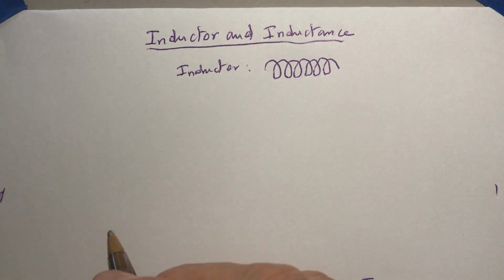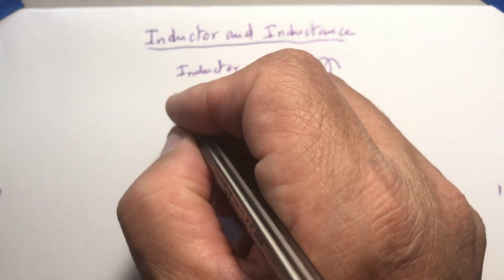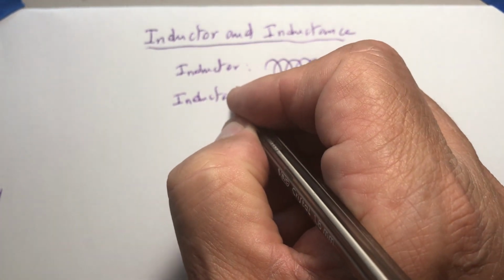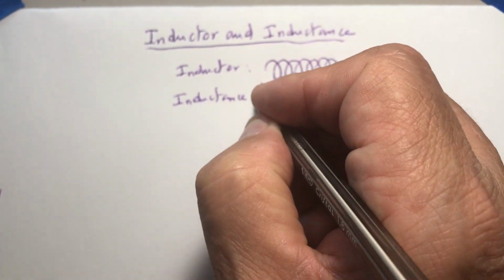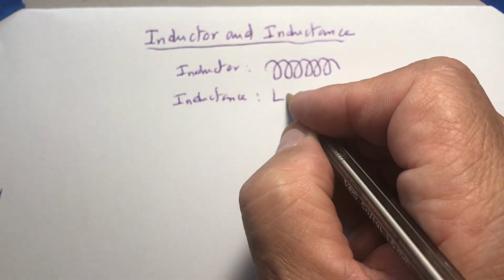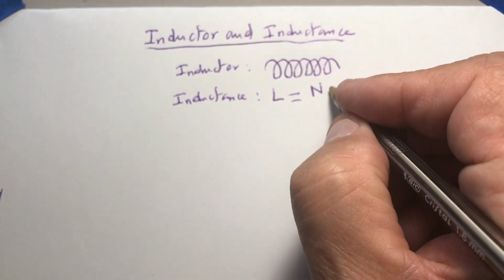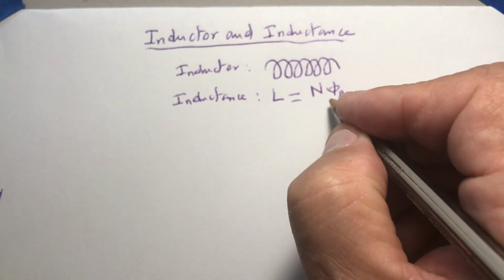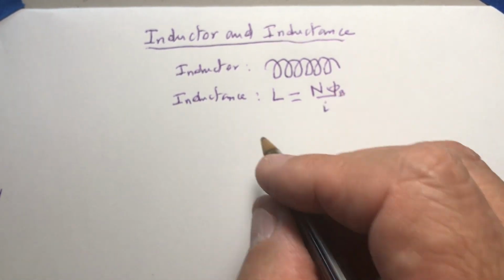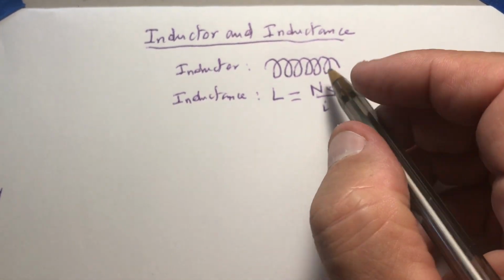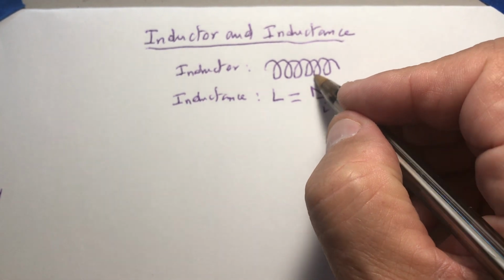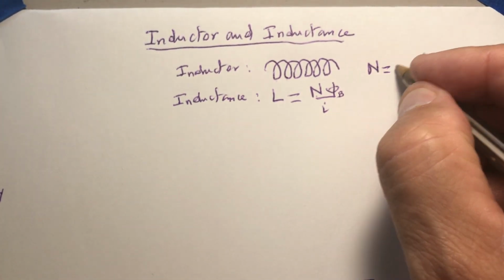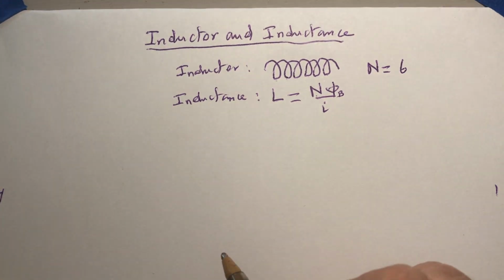Okay. Now the inductance is L, which is equal to the number of loops times the magnetic flux, which I put as B here, over the current. So N is the number of loops. Like here we have 1, 2, 3, 4, 5, 6. So N is equal to 6 here.